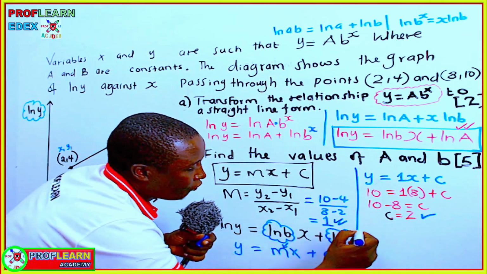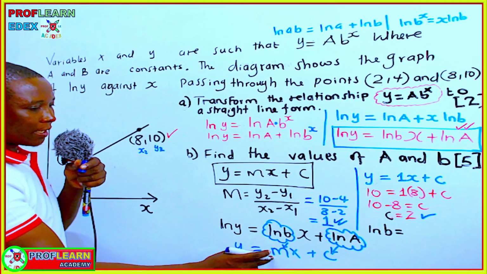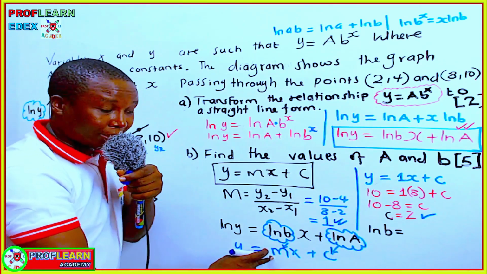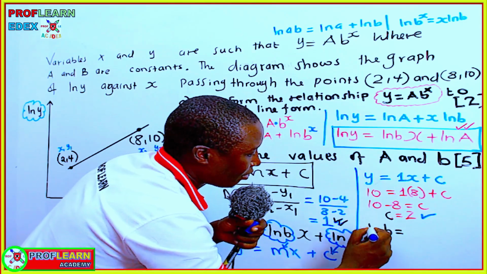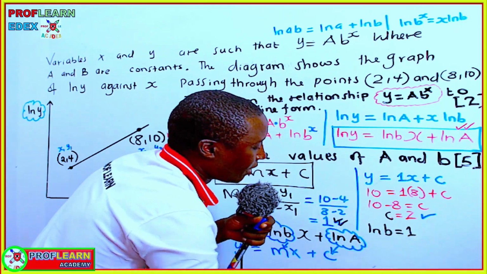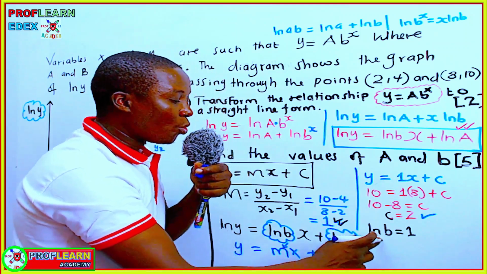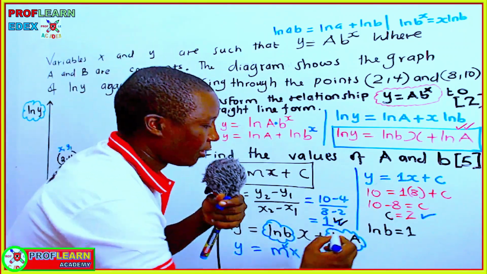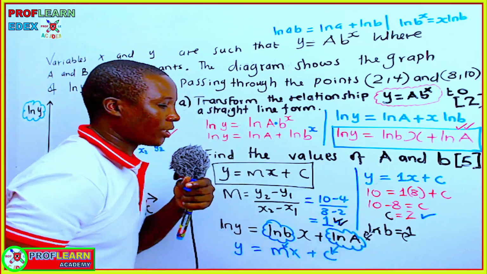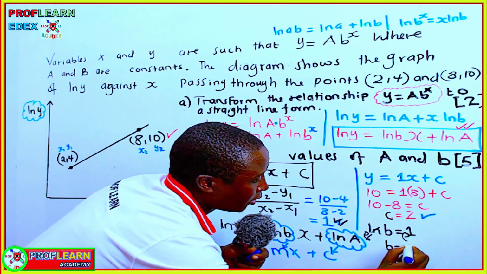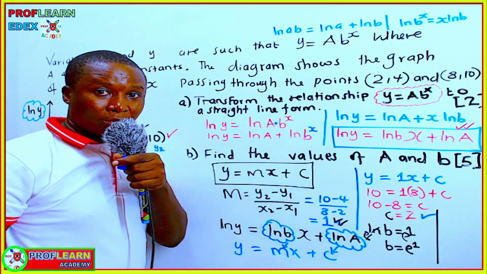So in order to find the values of A and B, we are going to say ln of B is going to be equal to the gradient, and the gradient in this case is 1. So we say ln of B equals 1. Now, in order to get rid of a natural log, we introduce the exponent on both sides, so that this and this cancel out. Our B is going to be e to the power 1, which is equal to e.